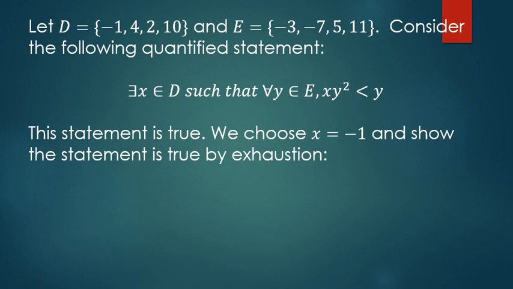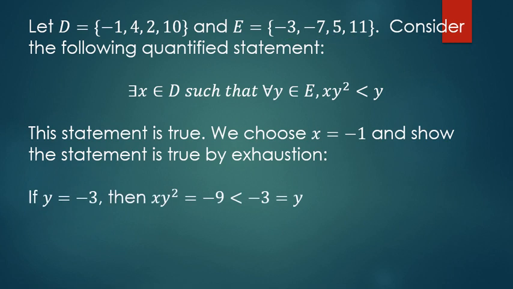This is a true statement. The x value that I'm going to choose and show that this works is x is equal to -1. And I'll show that by choosing x is equal to -1, regardless of what y value I choose. So regardless of what number in E that I choose, my predicate, x y squared is less than y, will be true. And again, we'll show this with each case.